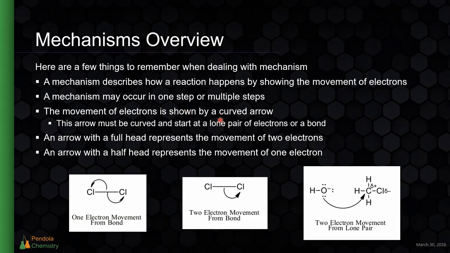The movement of electrons is going to be shown by a curved arrow. The arrow must be curved and it must start at a lone pair of electrons or a bond, because it's showing the movement of electrons. Meaning that the tail of the arrow has to either start at a lone pair or at a bond, like here and here. An arrow with a full head, if we remember, represents the movement of 2 electrons. So here we will have 2 electrons going from the bond to this chlorine. Whereas if it has a half head, it represents the movement of 1 electron. Like here, where this bond is being broken and 1 electron is going to this chlorine and 1 is going to this chlorine. So also, if you remember, this right here is homolytic fission.